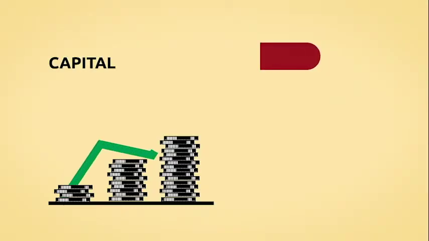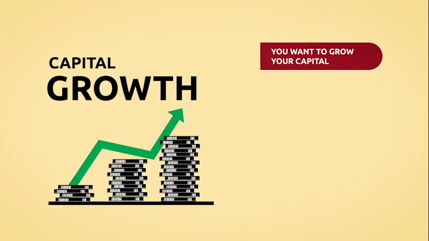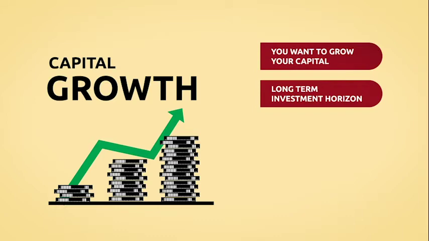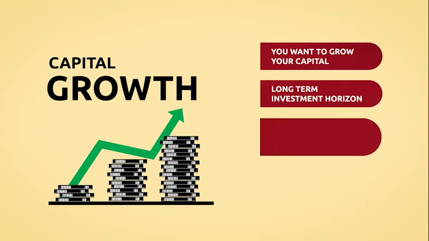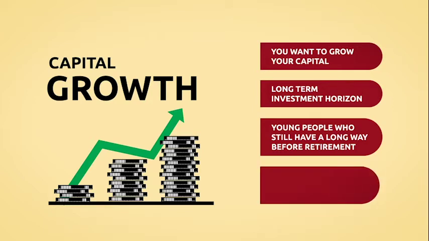When you look at capital growth, basically you want to grow your capital. So when you want to grow your capital, that means you have a long-term investment horizon, and that basically goes to the young people who still have a long way before reaching retirement, or who are not able to generate a lot of income. So here you're investing in assets that are a bit risky, but you're also able to reinvest the returns that you get in those investments. So there's an element of compounding in that.